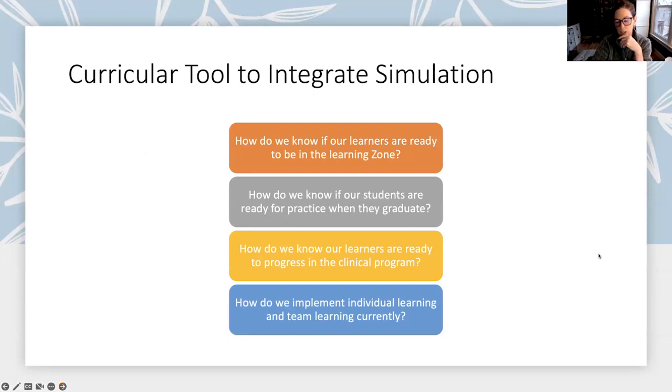So these are some of the questions that I think we've been asking ourselves, and asking you as we start to meet with you and think about incorporating SIMZONES into how we plan SIMS: how do we know our learners are ready to be where we're trying to put them? And how do we know if our students are ready for practice before they graduate is a bigger question of pondering competency for every one of our specialties. And how do we know if they're ready to progress?